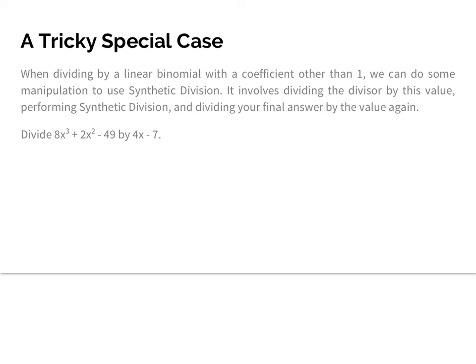So speaking of things we won't be doing a ton of in class, this is just another example where it's a little bit more complicated, but we can actually still get away with using synthetic division. What we're dividing by here is a binomial with a coefficient other than 1 on our x. I'm dividing by 4x minus 7. I can't just put a -7 into my little box for c. So what I have to do is think about this as saying, well, this is the same as 8x cubed plus 2x squared minus 49, and I'm dividing it by 4x minus 7.